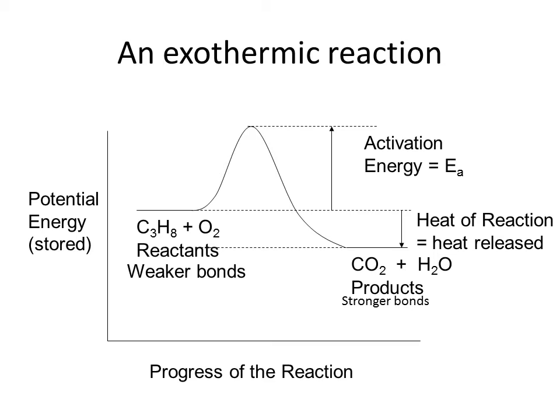Then, right here, we see that because the potential energy is dropping, we're going from an unstable high energy state at the reactants to a lower energy, more stable state of the products. The unstable state of the reactants has weaker bonds, that's why it's unstable. And the stable state of the products has much stronger bonds, that's why it is more stable.